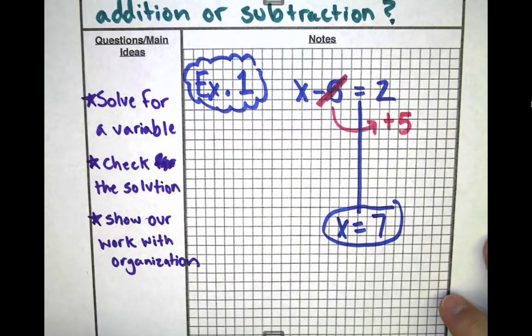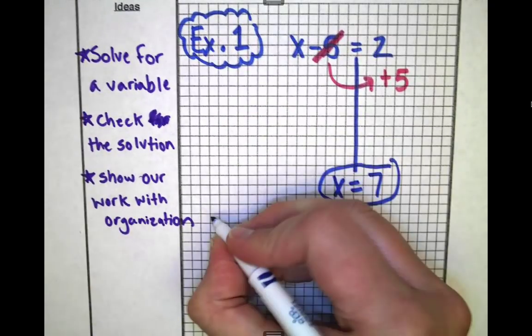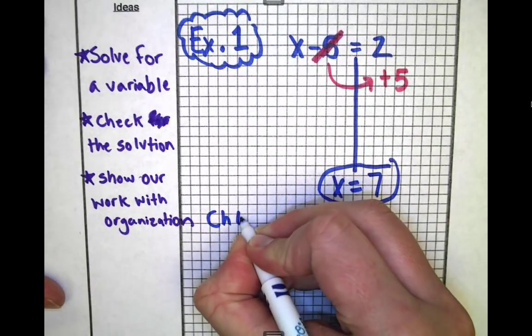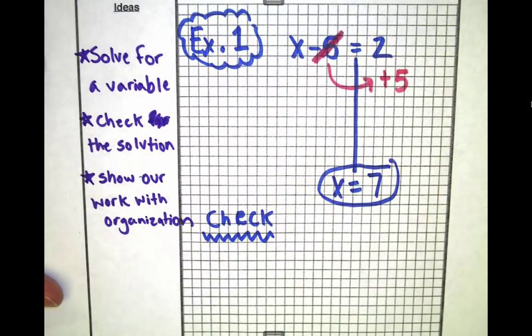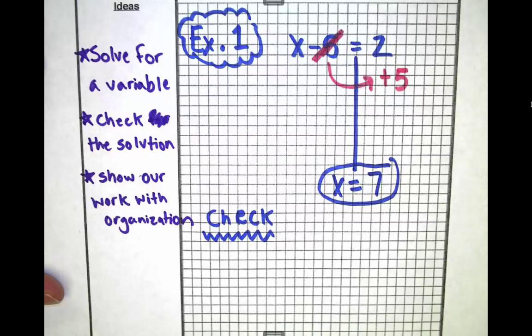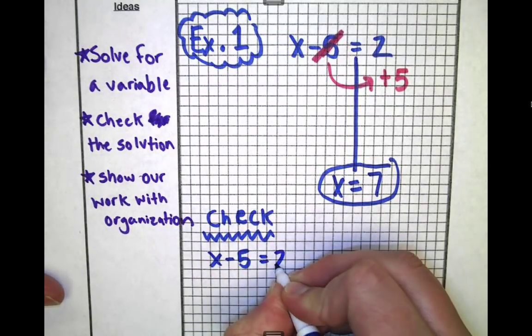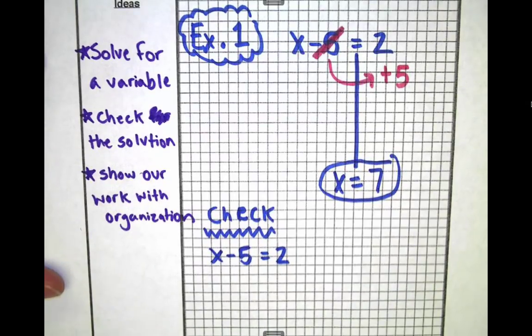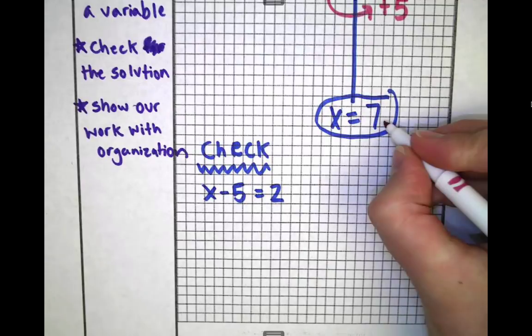And now we want to be able to check our solution and see if it's correct. So down below, I'm going to do my check. And here's how my check's going to work. I'm going to take my problem, x minus 5 equals 2. There's my problem. And instead of resolving, I'm not going to solve again. I've already solved. I think the answer is x equals 7.